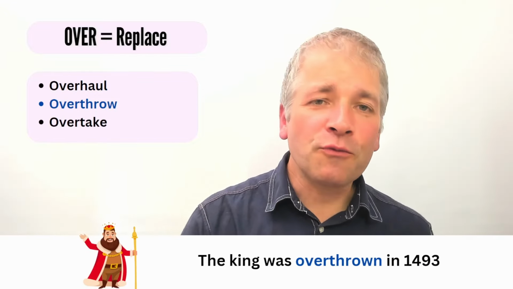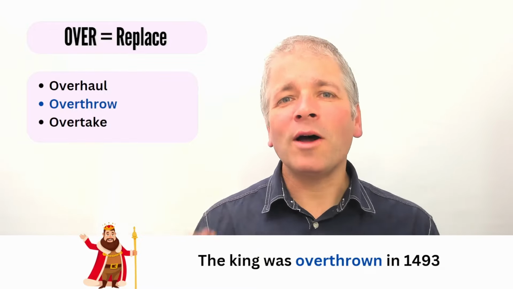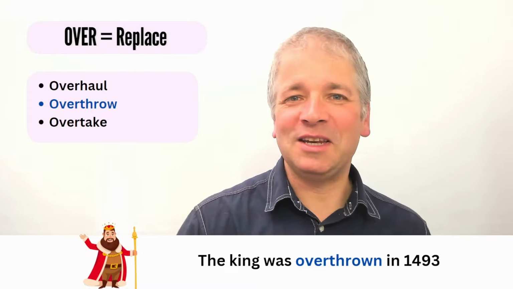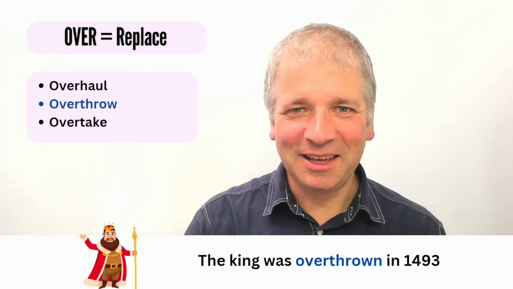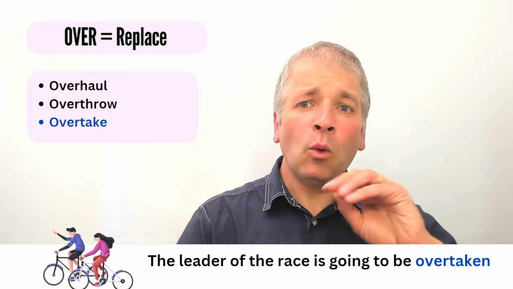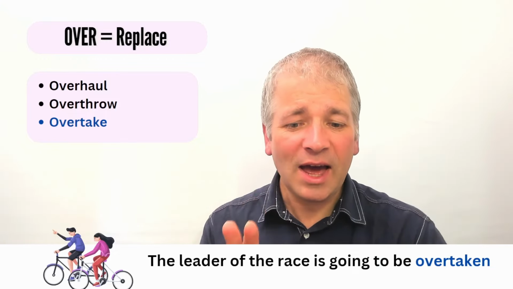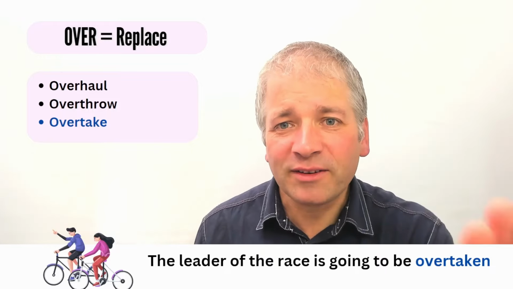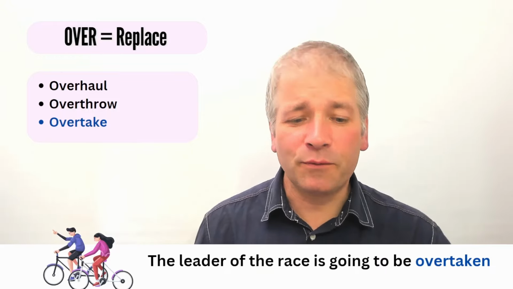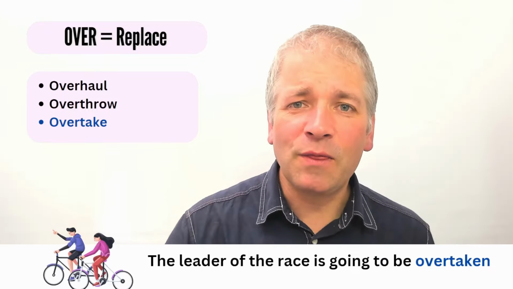Overhaul. Overthrow has a couple of meanings, but one of them means replace when one ruler replaces another. For example, the king was overthrown in 1493. Check out your English history if you want to know more about that. And overtake, well, one person goes ahead of another person. That's overtake. And so suddenly the person in front is different. The person in front is replaced. For example, in a bicycle race, the leader of the race is going to be overtaken because one person is moving faster than the other.